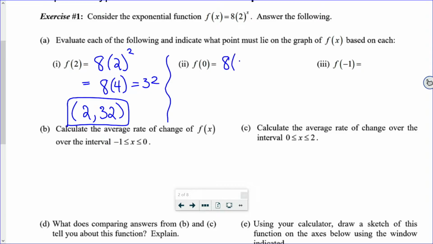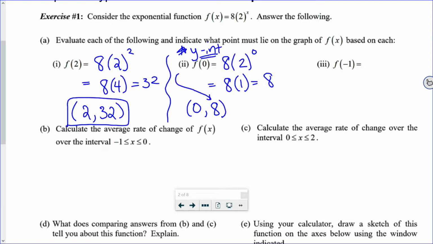Let's take a look at f of 0. That's 8 times 2 raised to the 0. Remember, anything raised to the 0 power is equal to 1. So that's just 8 times 1, which is 8. That tells me the point (0, 8) lies on the graph. I'd also like to put a little star here. That's the y-intercept of the graph. Any output where the input is 0 is the y-intercept.